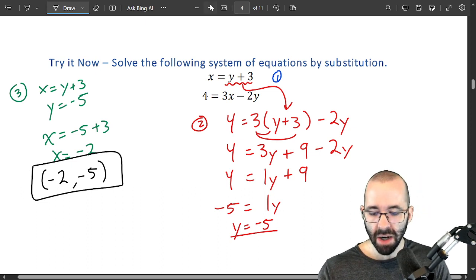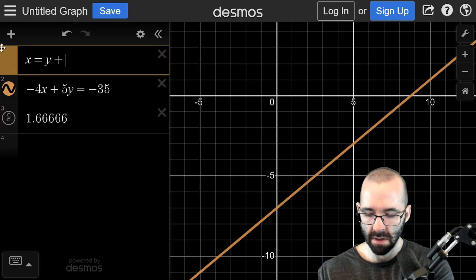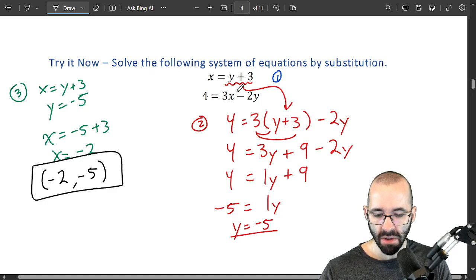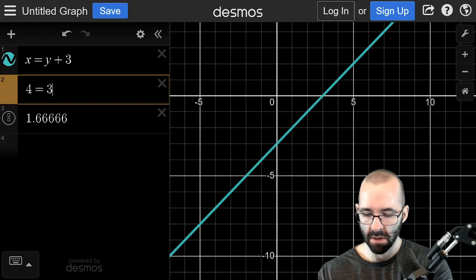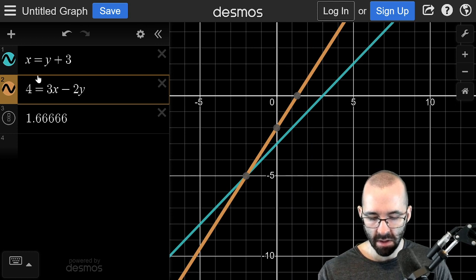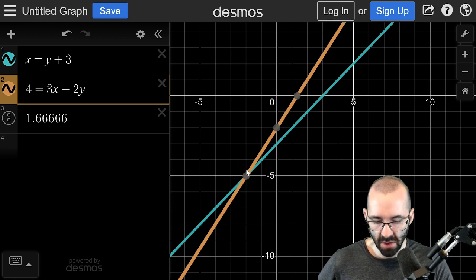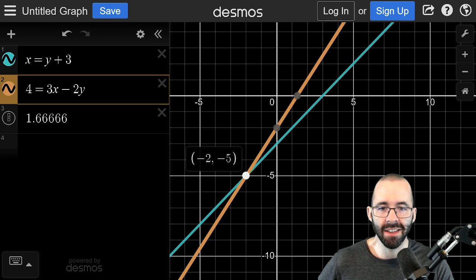Another way you could check your answer is by graphing it. X is equal to y plus 3. And we know that 4 is equal to 3x minus 2y. Where are those equations both true? They're both true where they cross. And by George, that is at negative 2, negative 5. Just like we said. Isn't that impressive?